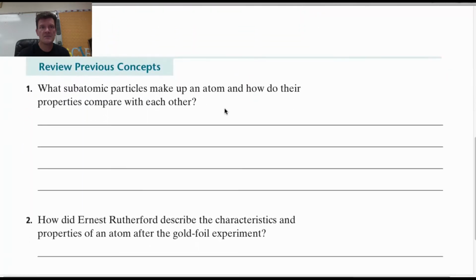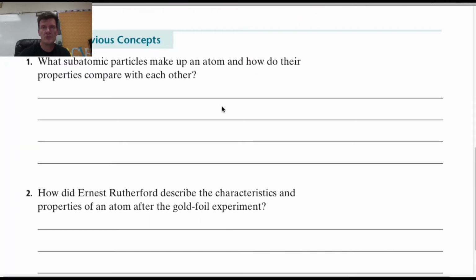Take a second, and if you would, in your notebook, your note sheet that you're going to turn into me, answer these two questions. First one's talking about the atom, what's in the atom, and the other one's talking about that gold foil experiment. Remember that? Rutherford shooting those particles through a gold foil and trying to see what happened. So answer that right now, and then come back and we'll get into the notes for each section.